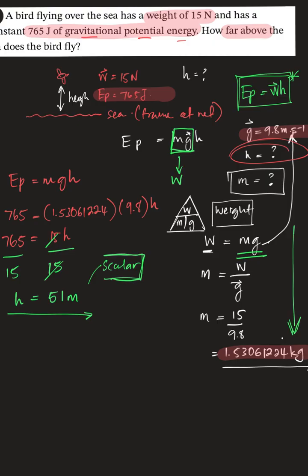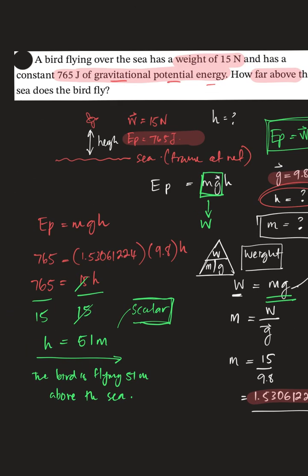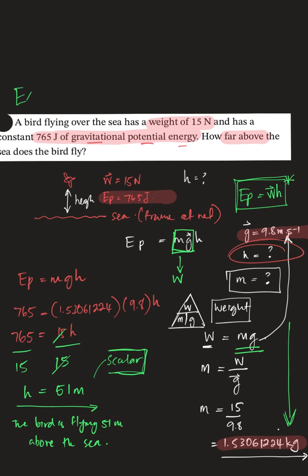So how far above the sea does the bird fly? The bird is flying 51 meters above the sea. Does that make sense? So you need to start seeing beyond these types of questions. So this was example, should have written that down first, example 3. All right, let's have a look at example 4.